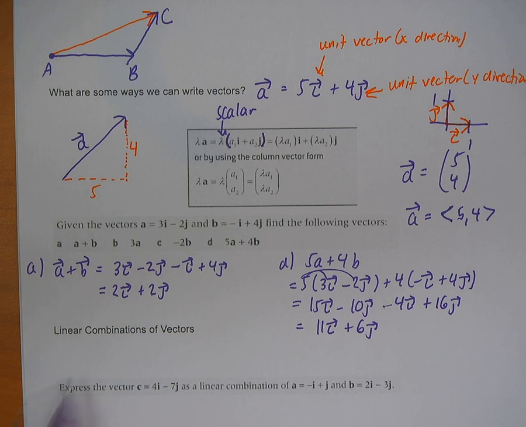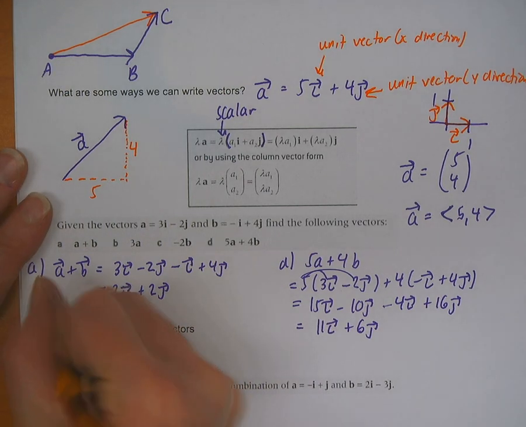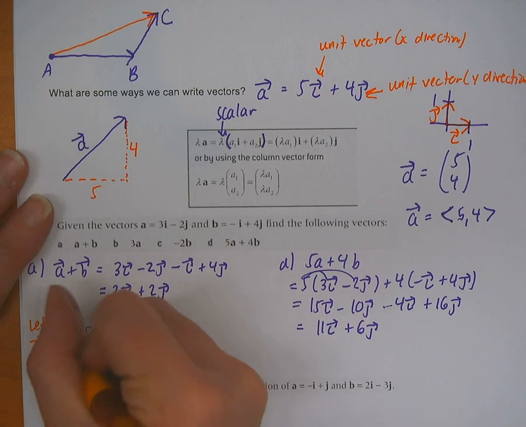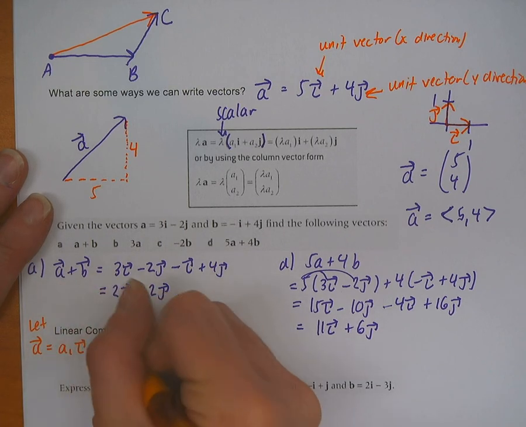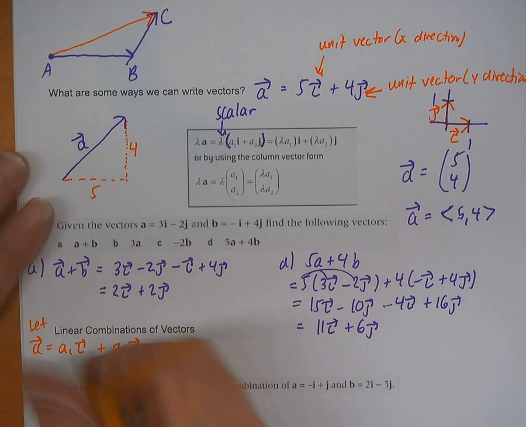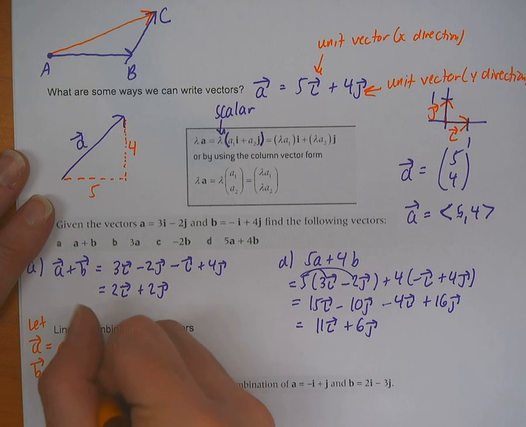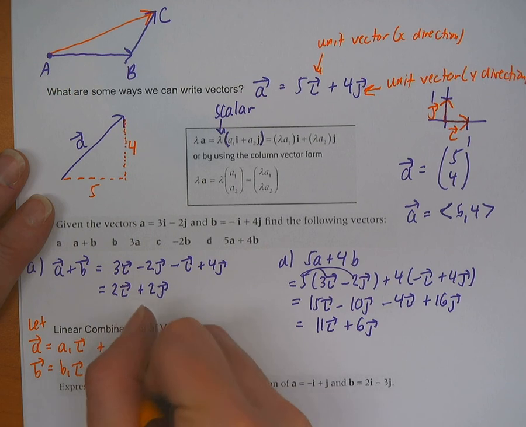Okay, next little topic, just a couple more and then we're done with this first video. Linear combination of vectors. So what we're talking about here is when we want to combine vectors together in a specific way, the first thing we're going to do is we're going to say let vector A be a1i plus a2j. And we're going to let vector B be b1i plus b2j.